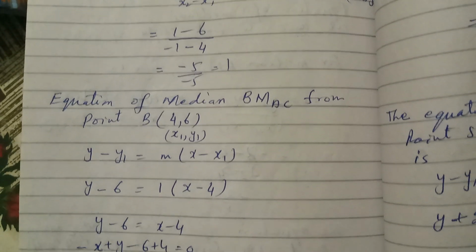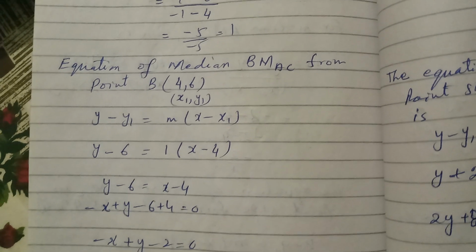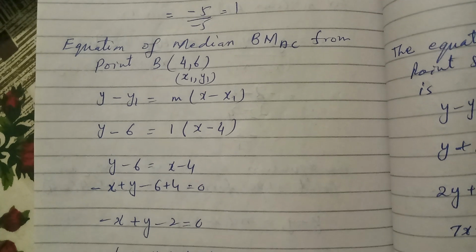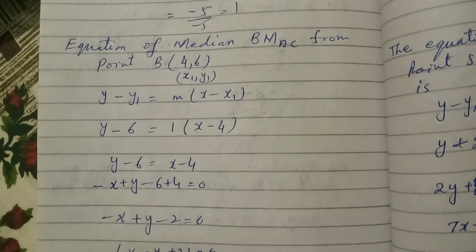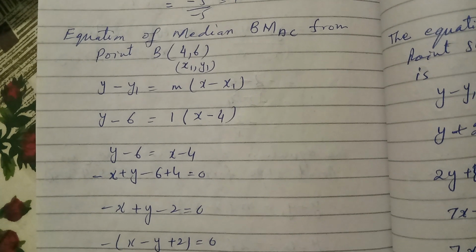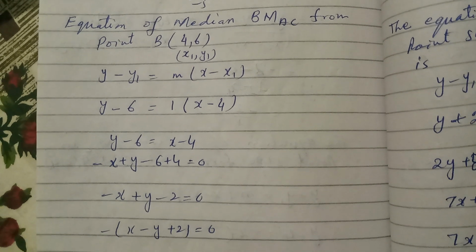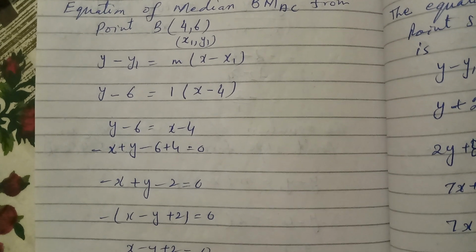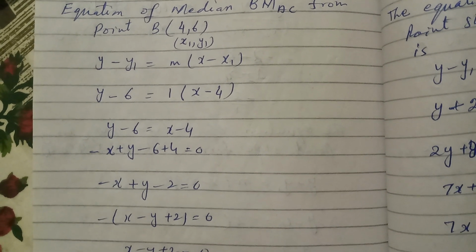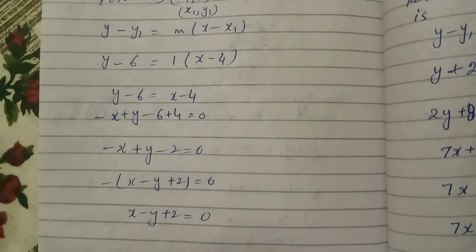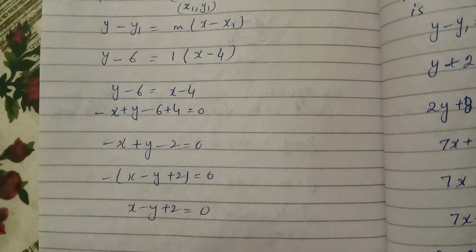Equation of the median of B to midpoint of AC. So the point used is 4, 6. Formula is y minus y1 equal to m times x minus x1. By putting the values, we have got y minus 6 equal to x minus 4. Bringing all to the left side, we have got x minus y plus 2 equal to 0.